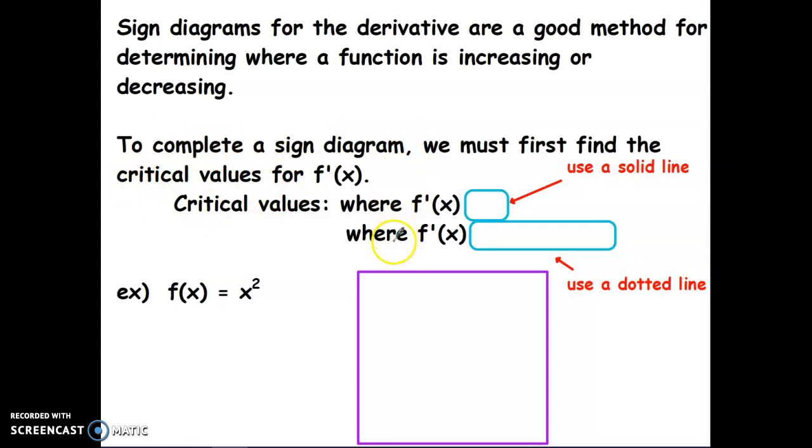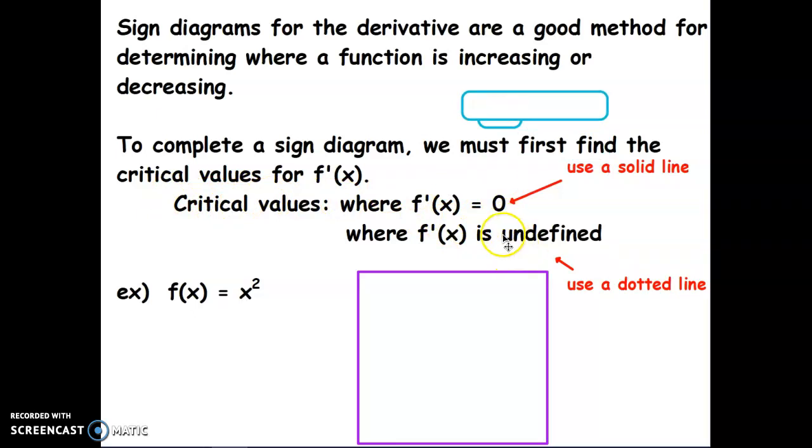Two different places where we could have critical values. First of all, if the derivative is actually equal to 0, and in our sign diagram, we're going to use a solid line for that. So if the derivative is equal to 0, then that's going to be one of our critical values. Or if the derivative is undefined, if the derivative cannot exist at a certain point, then we're going to say that that is a critical value as well. And for those, we're going to use a dotted line. We're going to focus today on the ones with a solid line, and we're going to look tomorrow at the ones with a dotted line.